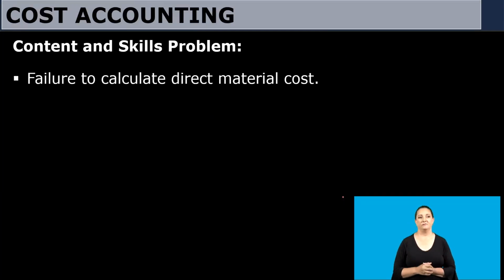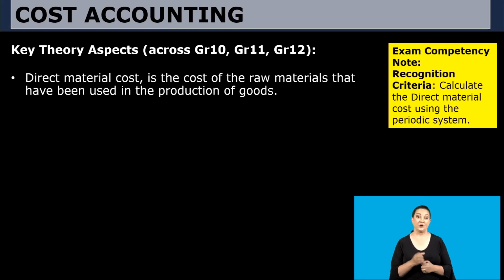We will now begin to look at calculations that pertain to cost accounting. Here is some content and skills. In grade 10, you were introduced to concepts that relate to cost accounting. What is direct material cost? It is the cost of raw materials that is used in the production of goods. In grade 11, that concept was also taught, and in grade 12, you still have to understand your direct material cost. With me here, I have calculations that we're going to do together.